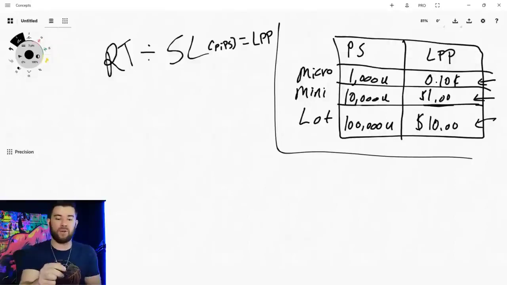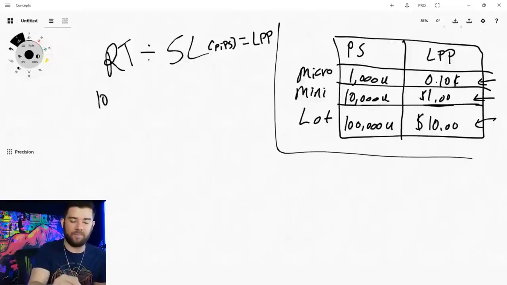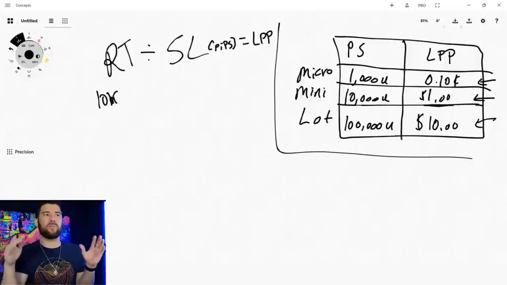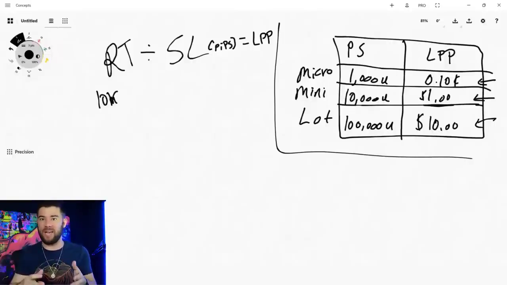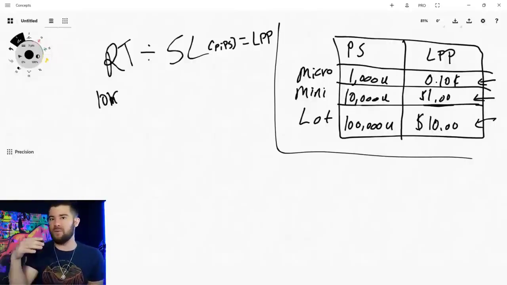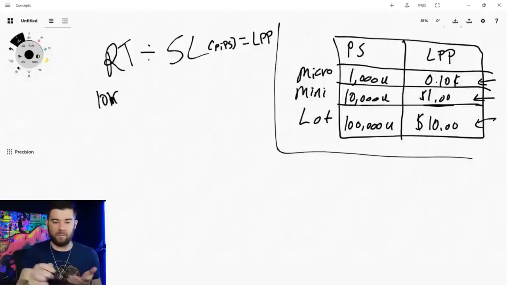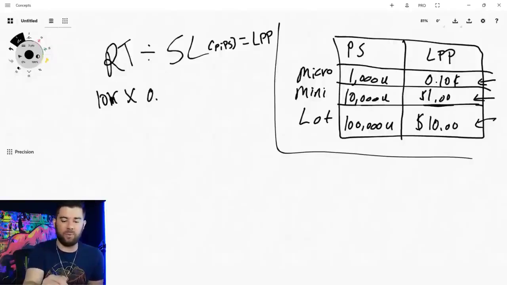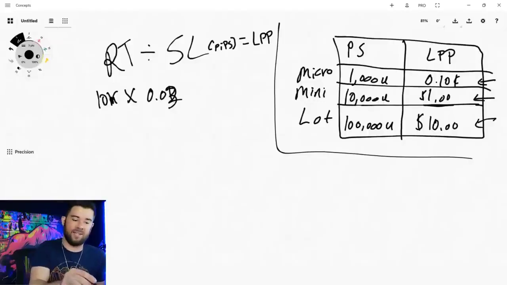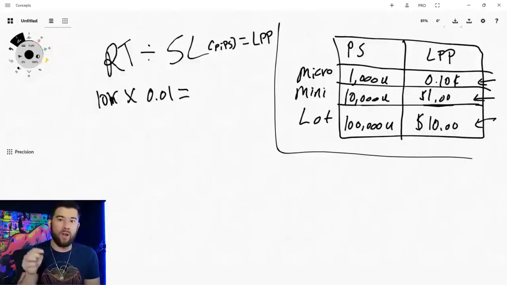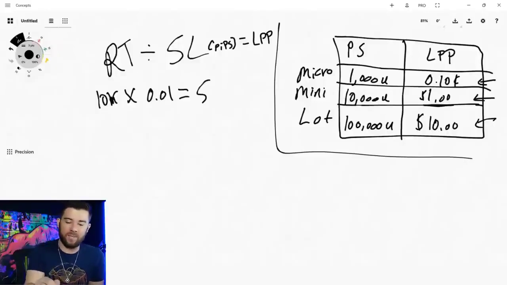So let's do a figurative trade. Let's say you have a 10K account, and for easy math, you want to risk 1% of that. If you don't know, which most of you probably do, if you want to figure out what 1% of any number is, you multiply it by 0.01. That'll give you 1%, 0.02 will give you 2%, 0.03, 3%, so on and so forth. In this case, we want to risk 1% of this 10K account, which is what? That would be $100.